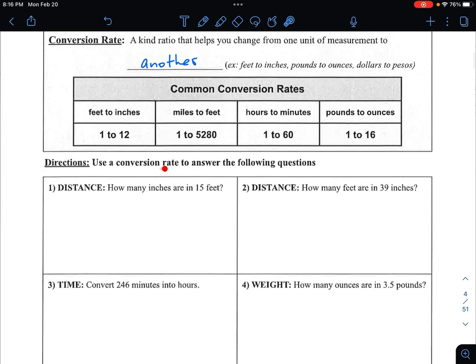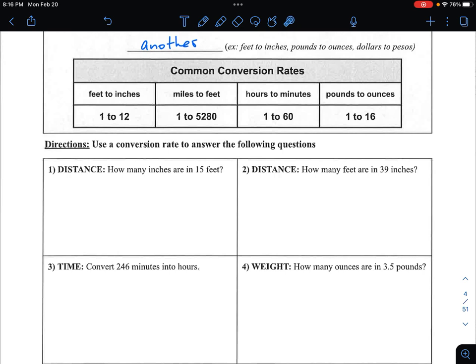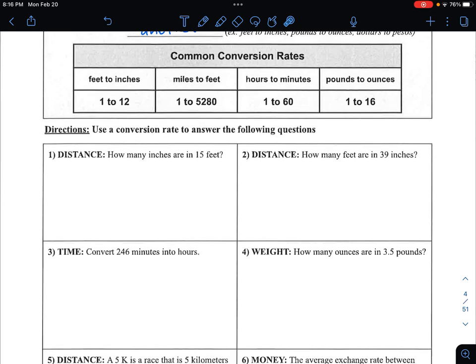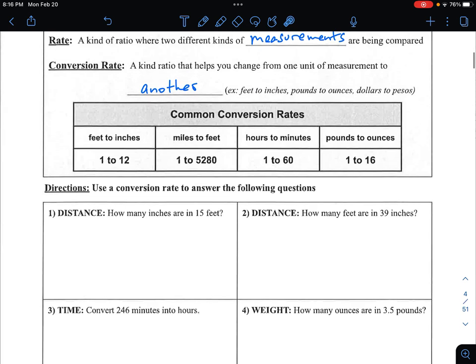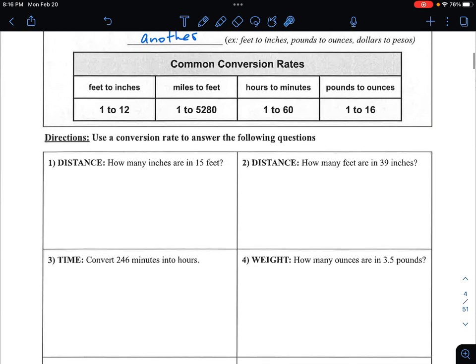So use a conversion rate to answer the following questions. How many inches are in 15 feet? Well, before I even get to this part, there are lots of different ways to convert numbers. Ultimately, it involves multiplying or dividing, and sometimes it can be really confusing to figure out whether you should multiply or divide. If you're the kind of person who really struggles, then using a proportion, so setting two ratios equal to each other, a fraction on the left side and a fraction on the right side, can be really, really helpful.